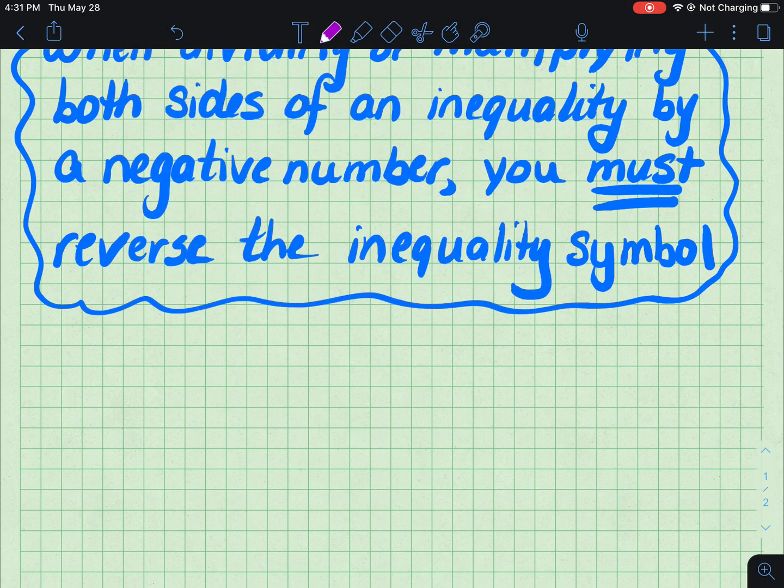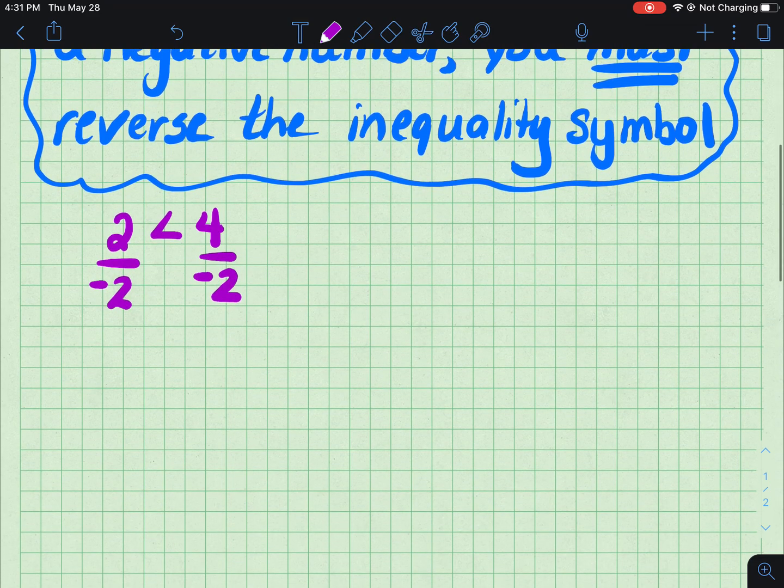Let's write an inequality that's true. 2 is less than 4. That's true. Now let's divide both sides by negative 2. This is a legal move in algebra, right? As long as we do it to one side, we've got to do it to the other. So let's see what happens. 2 divided by negative 2 is negative 1, and 4 divided by negative 2 is negative 2. Is negative 1 less than negative 2?